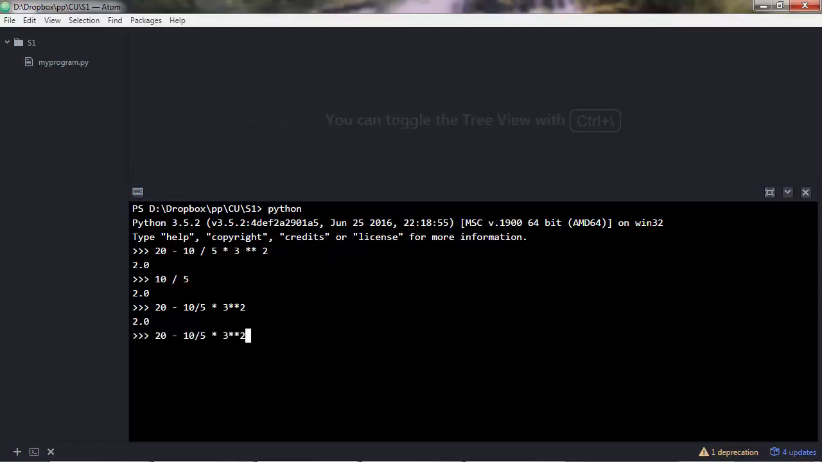And now if you want to execute the minus operator first, you'd want to put that inside brackets. So why did we get 18? Well, because 20 minus 10 gives 10, and then 10 divided by 5 gives 2, and then 2 times 9 gives 18. That's the idea.